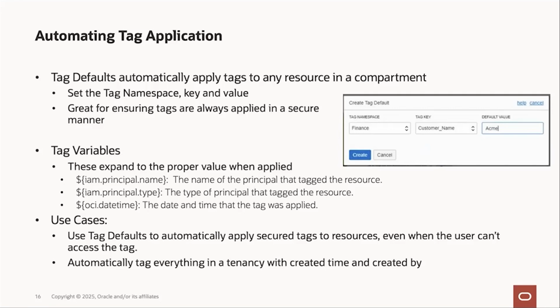So how you would use these tag variables is you would copy and paste one, and then you would put it in the default value when you're creating the tag default. And so once you hit create on the tag default, then the tag variable will go into play, and you get to keep track of any of these tag variable values that you want to keep track of.